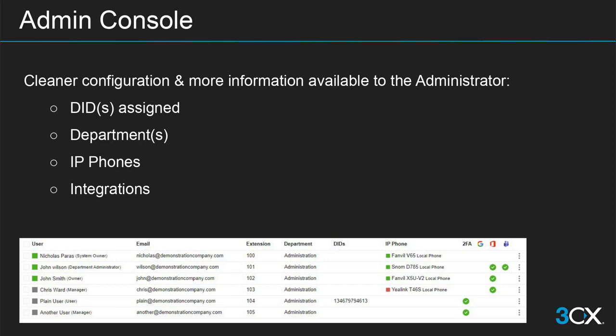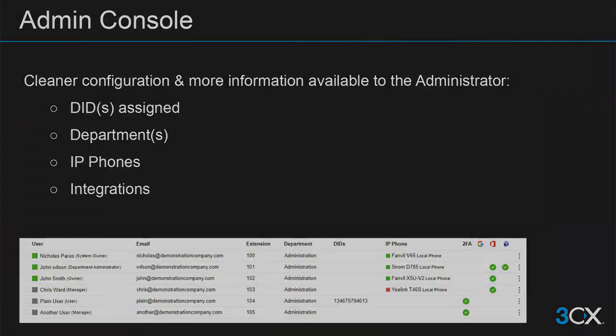For example, on the users page, we see everything on a single line for each user. We can see which DIDs they have been assigned, which department or even departments, because they can be part of multiple departments. We can see which IP phones they have assigned to them and what integrations they have. We can see if a user has two-factor authentication enabled on their extension. We can see if they are integrated with either Google or Microsoft, and if they are using Teams as well.